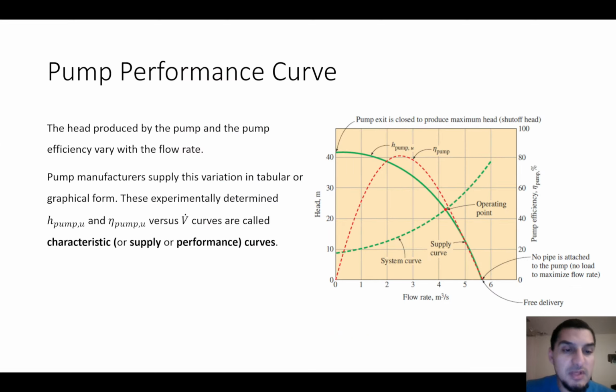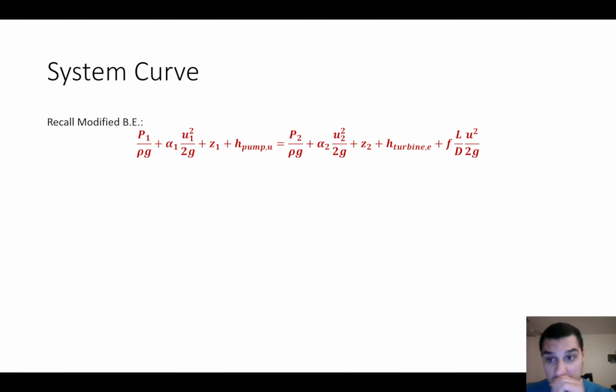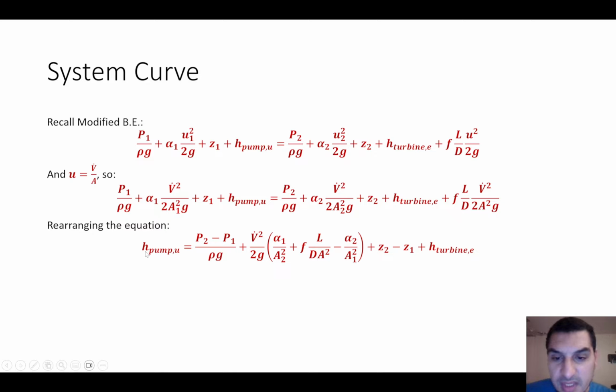So this is simply the pump curve. There is one last line here, the dashed green line, that we haven't discussed yet. This is called a system curve. To understand what we mean by system curve, let's recheck the modified Bernoulli equation. We have the velocities here and here, and we can write the velocity as the volumetric flow rate over area. So we'll have V dot squared over A squared, the same here and the same here, and we can rewrite the equation as you see here.